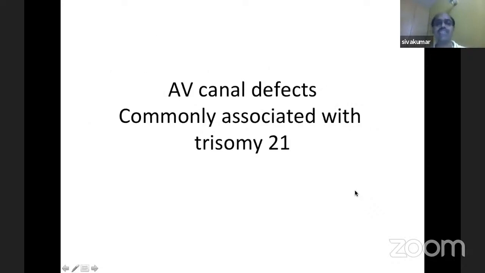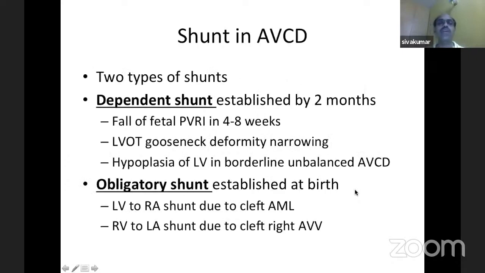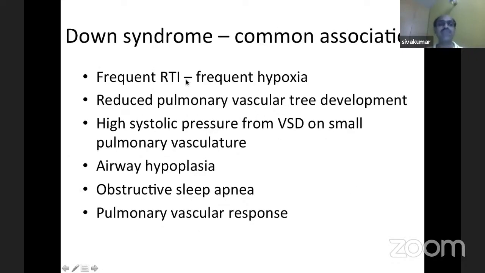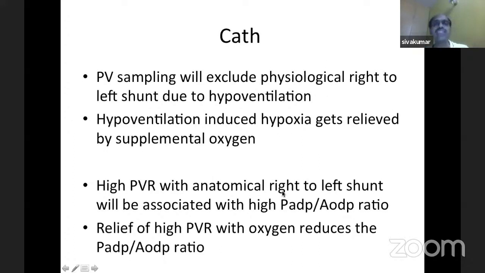AV canal is a special situation where they are commonly associated with Down syndrome. So in Down syndrome, frequent respiratory tract infections are very common. Pulmonary vascular tree is poorly developed. The high pressures from the VSD will induce more damage on the small pulmonary vasculature. Airway is very hypoplastic. Many of them will have obstructive sleep apnea. So Down syndrome very easily predisposes to pulmonary vascular disease.